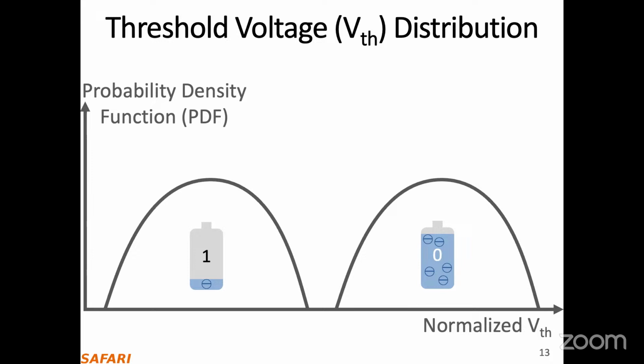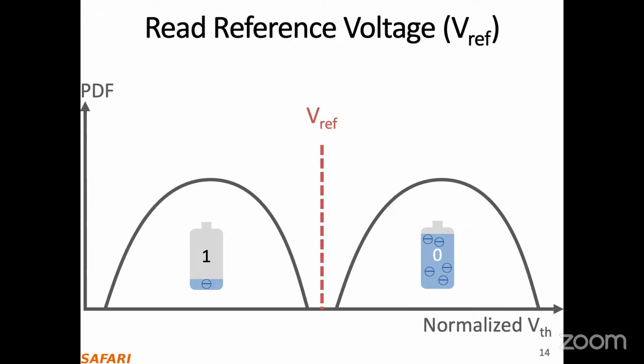And we will see that one of the reasons that we have errors in NAND flash is the distribution that we have. As I said, when you want to read, you need to apply a reference voltage, which is something between these two. When you have a low gap between these two distributions, you need to be really accurate in your reference voltage.